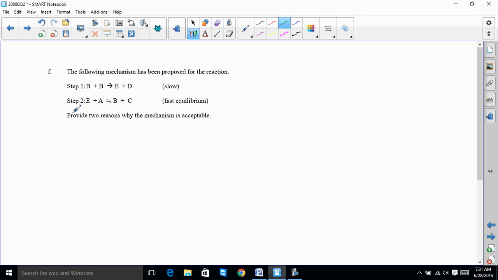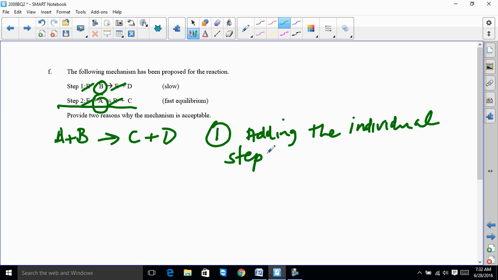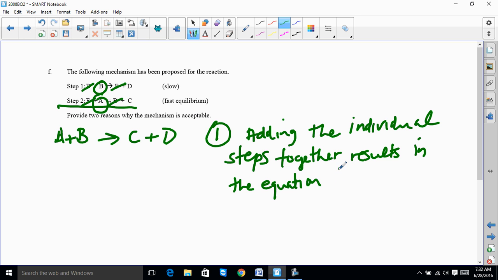So if I add these 2 together, you can see that E would cancel E, 1B would cancel 1B. And so if you add these all together, you would get, putting them in alphabetical order, A plus B goes to C plus D. So the first reason is adding the individual steps, probably a better term now that I think about it is the elementary steps, together results in the equation for the reaction.